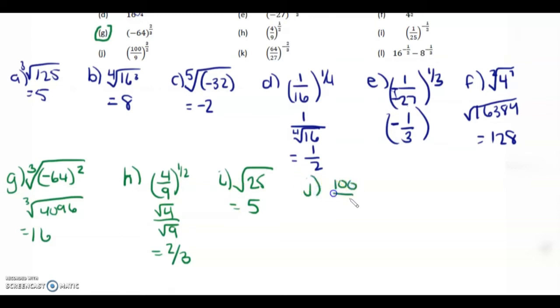Okay, we get 100 over 9 to the 3 over 2. So we're going to cube each of these, and then we're going to square root it. Okay, 100 to the 3, and then rooted is 1,000. 9 to the 3, and then rooted is 27.